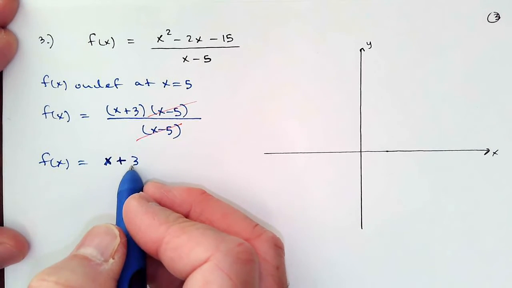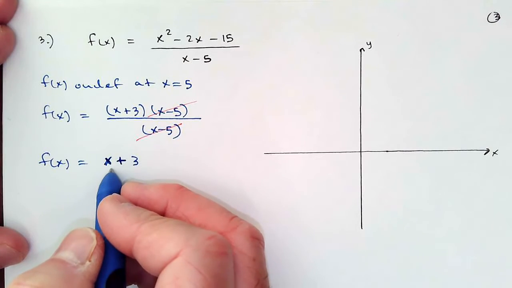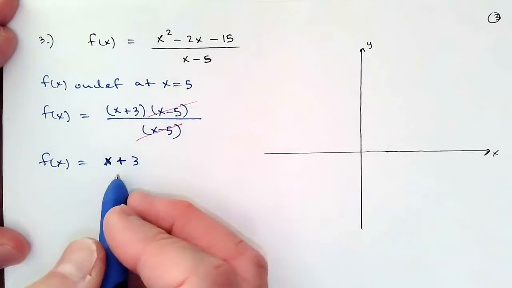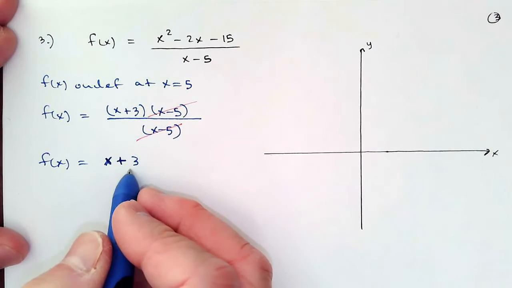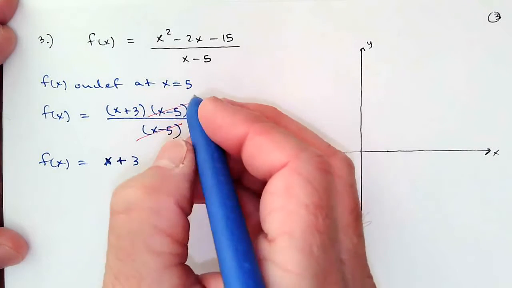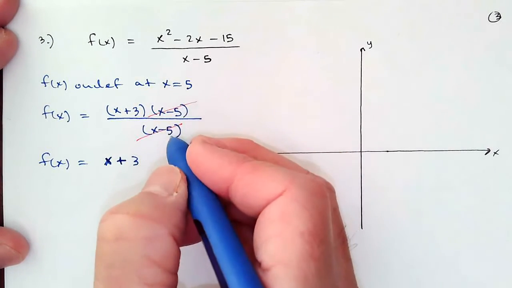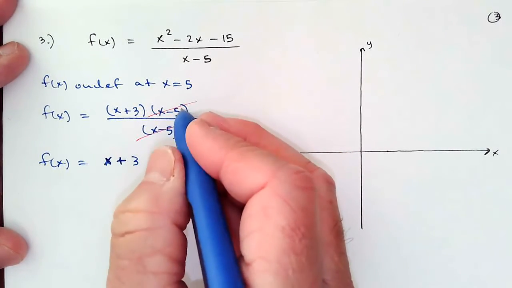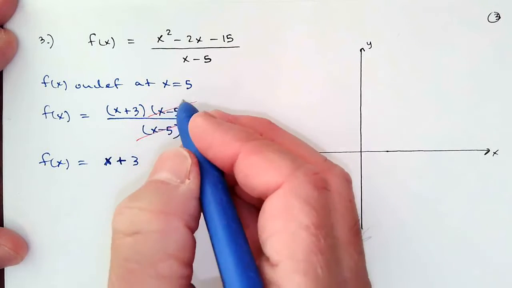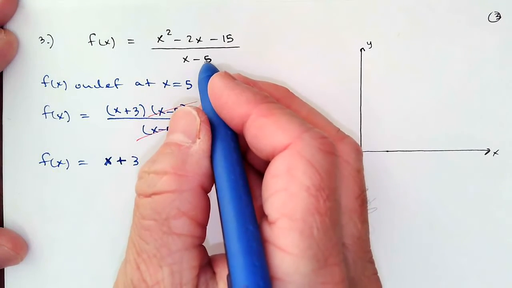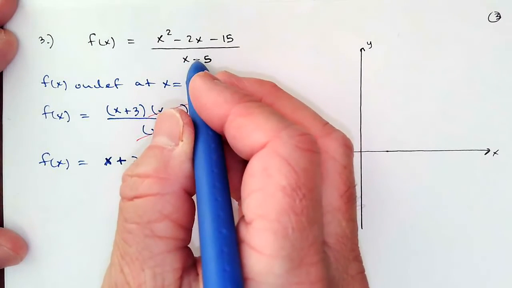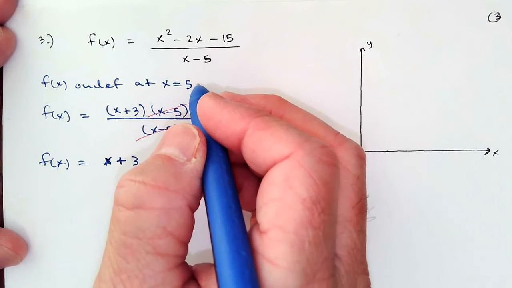Now you might say, well, wait, why can't I plug in 5 now? Because if the x minus 5s cancel out, why can't I plug in 5? Well, when we decide on the domain of a function, we have to decide on it before we do any canceling. If I were to plug in 5 at the very beginning, I would get 0 in the denominator, which means that's not part of my domain.